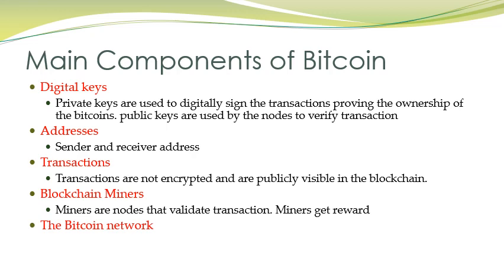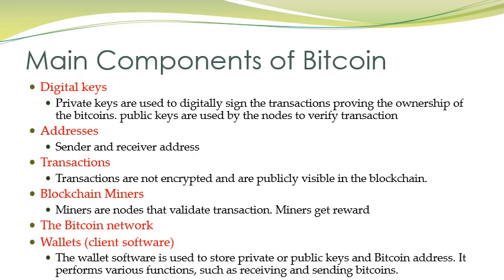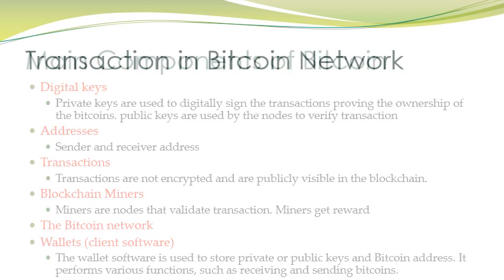Then the next component of Bitcoin is the Bitcoin network and wallets. A wallet is a software used to store private and public keys. This wallet is on the node of the user of this Bitcoin network, or we can say a mobile, that will contain a software, and it will contain the private keys and public keys and Bitcoin address. It performs various functions such as receiving and sending Bitcoin. This part we have studied in the previous session.